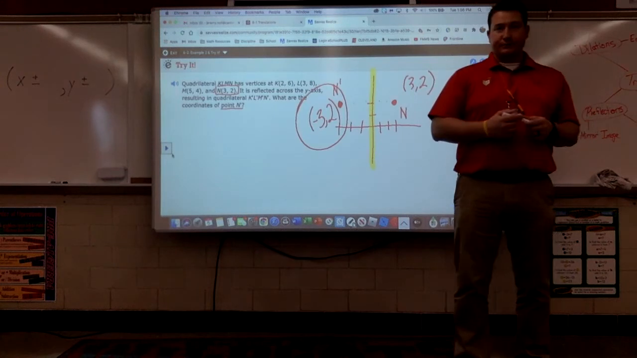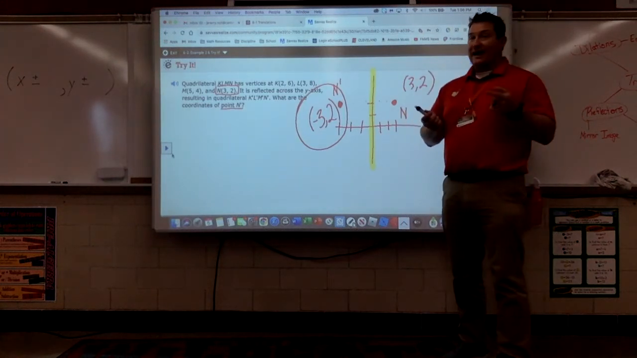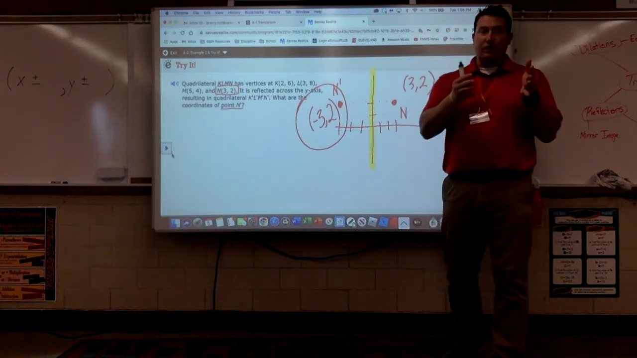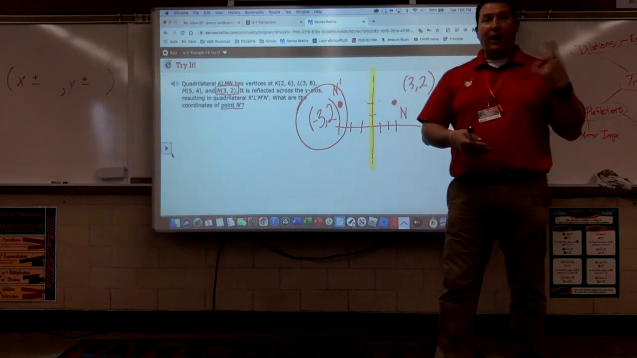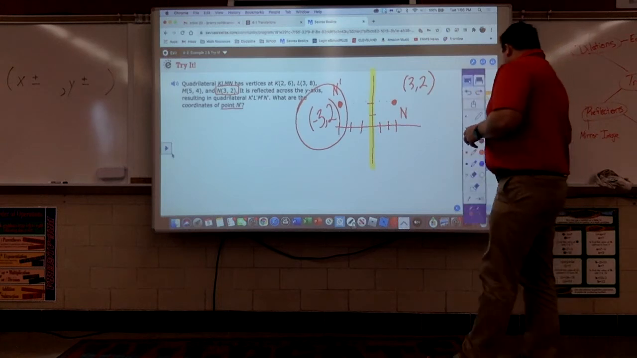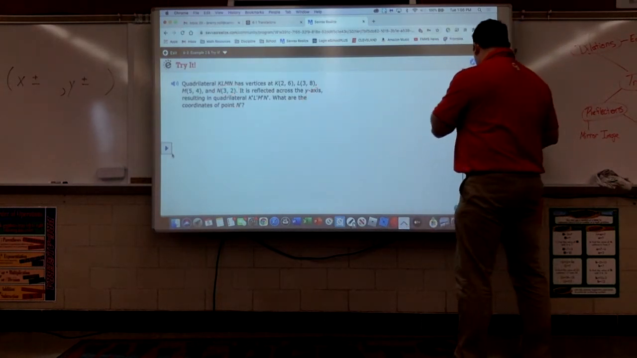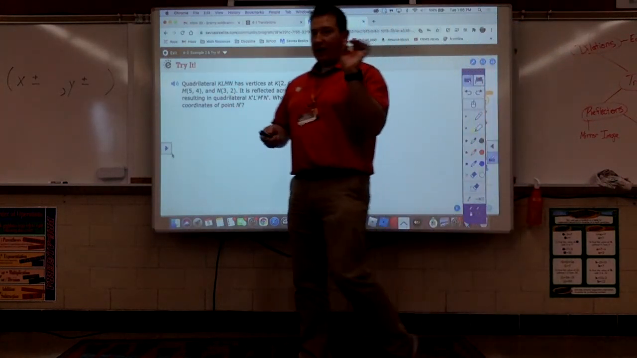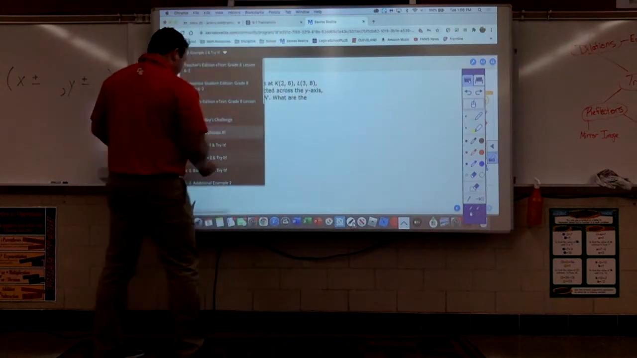-3, 2. If we were reflecting over the x-axis, guys, the x-coordinate would have stayed the same, and the y-coordinate would have changed. I bet you we'll do more practice with that soon. I can only hope, because, you know what? I love some reflections. Okay, example 3.